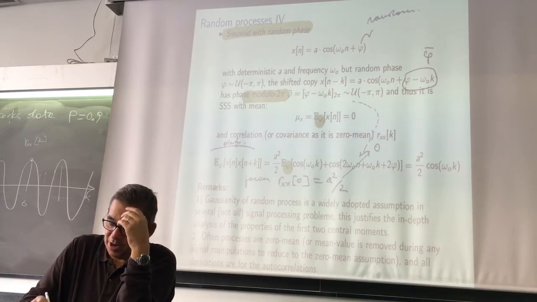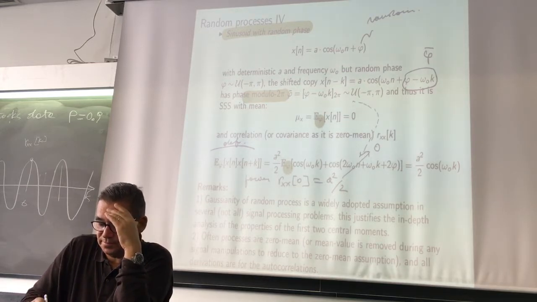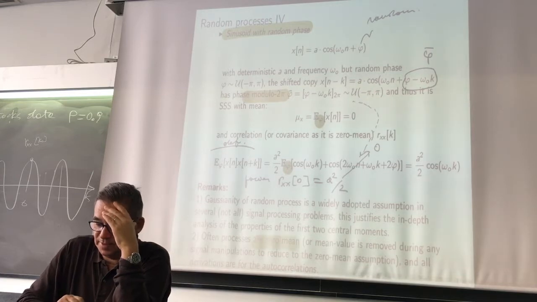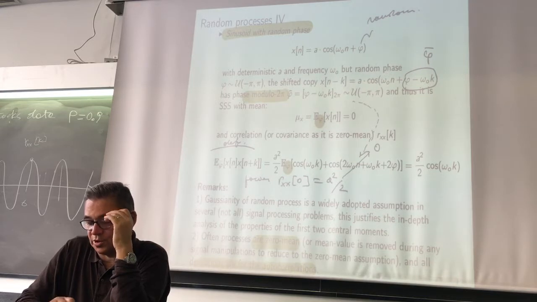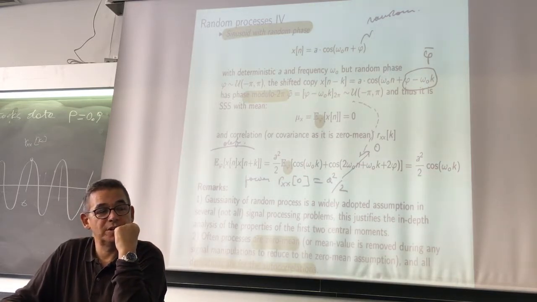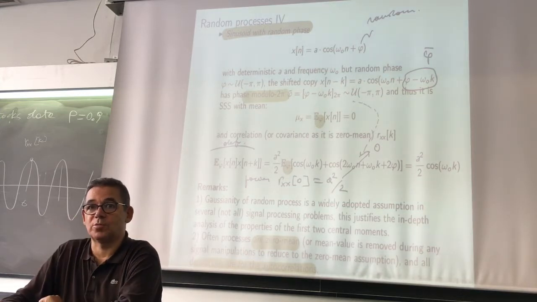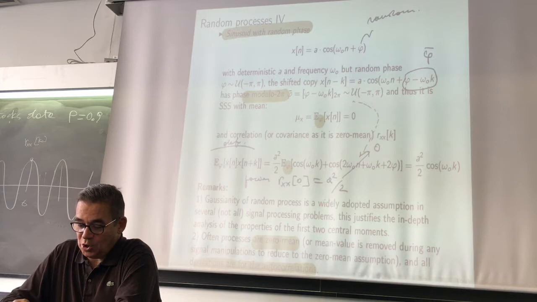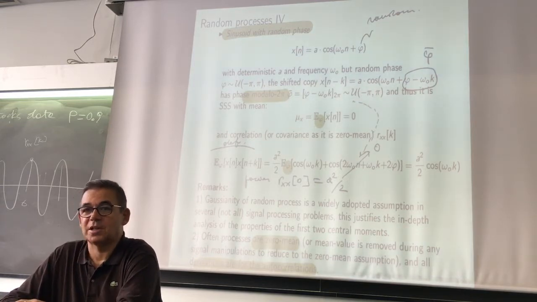And the other remark is that processes are often zero mean. All the derivations are for autocorrelation. So in most cases, I'm considering the random process as zero mean. Nowadays, the mean is removed with signal manipulation to satisfy the zero mean assumption.